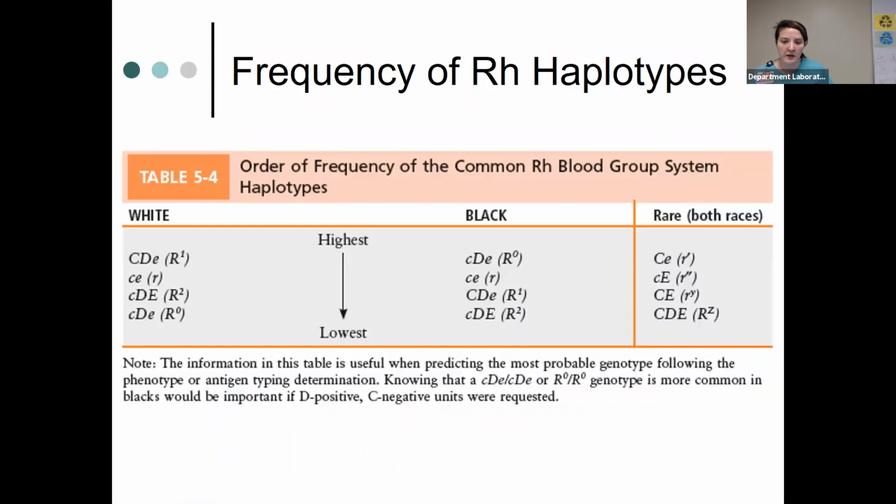So here's kind of what I was talking about. When you have little c, it tends to travel with big E, so it's usually very hard, if you have anti-C, to find big E negative cells.